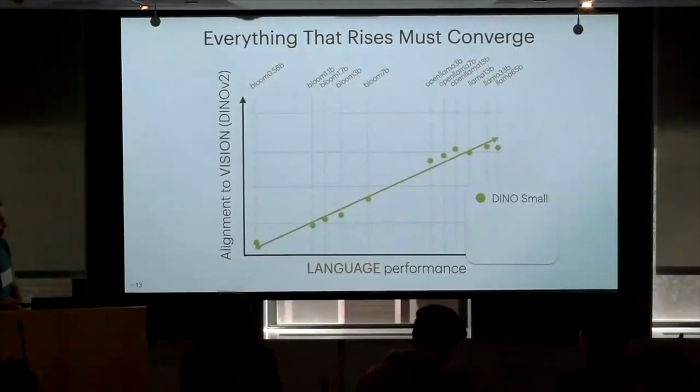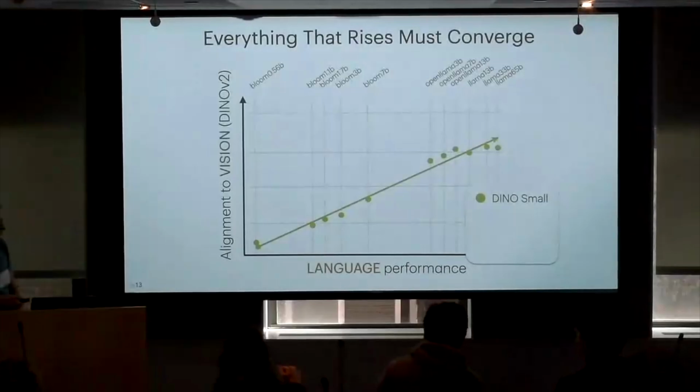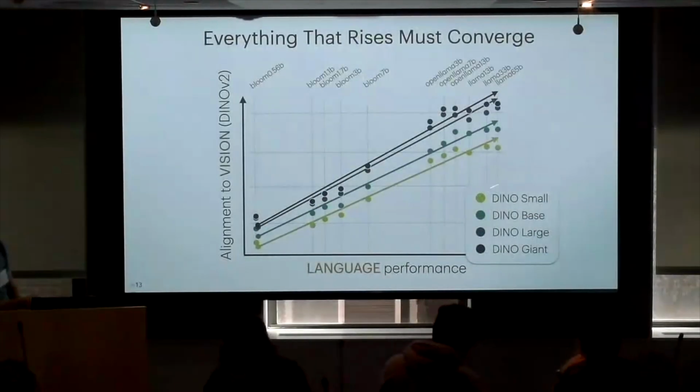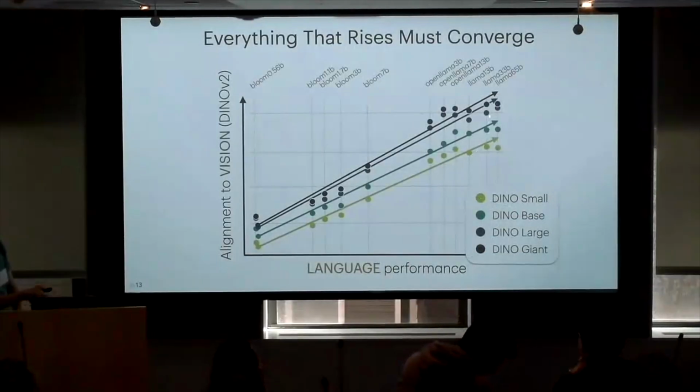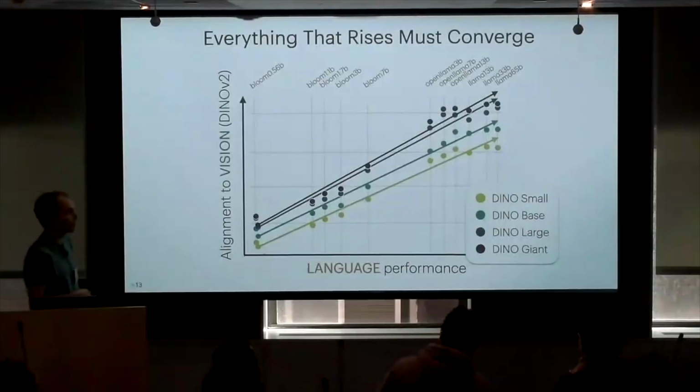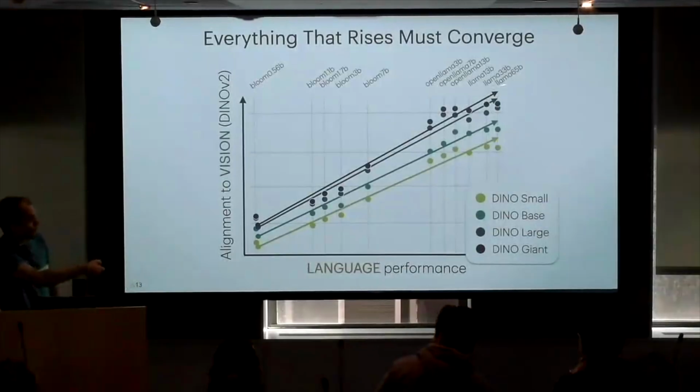Okay, the trend is also the same in the other direction. As we increase the quality or the performance or the size of the Dino model, and those are again all correlated, we get higher alignment with the language models. So Dino small is somewhat aligned, but Dino huge is more aligned, or Dino giant is more aligned. And then you can see the names of the language models. We're going up to Llama 65B here.